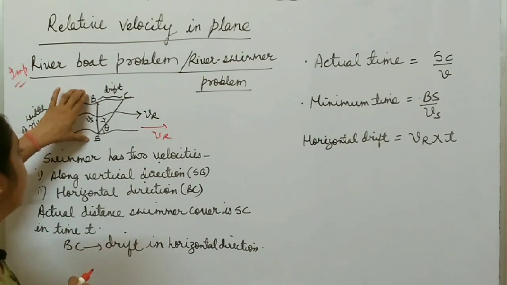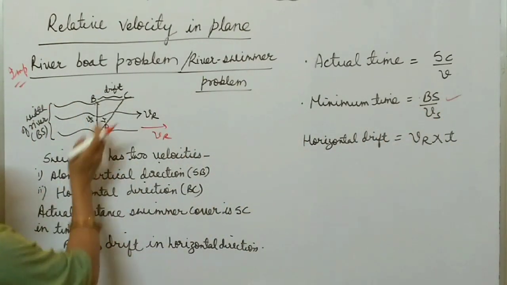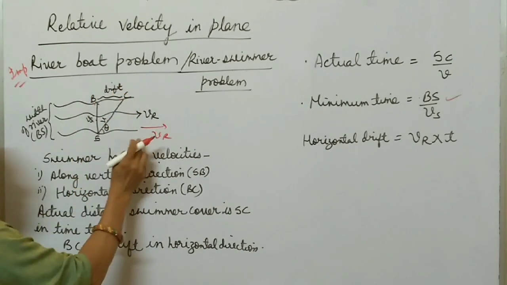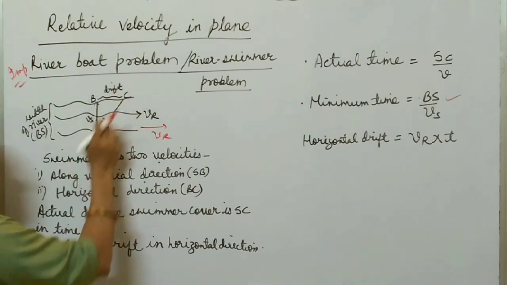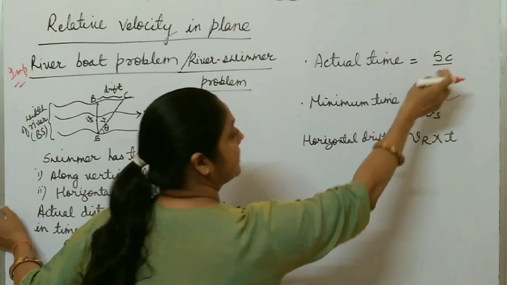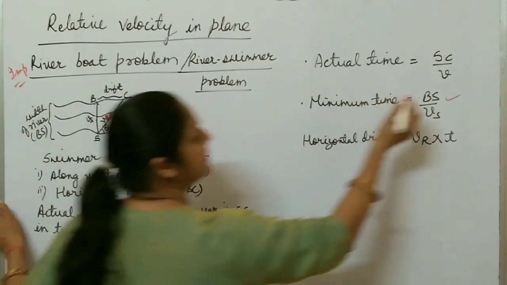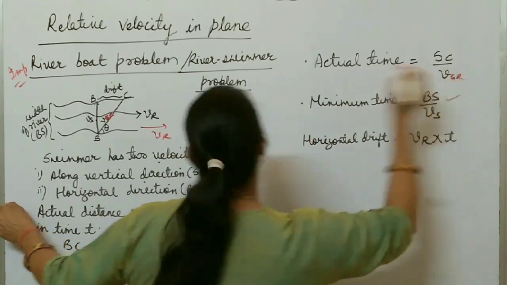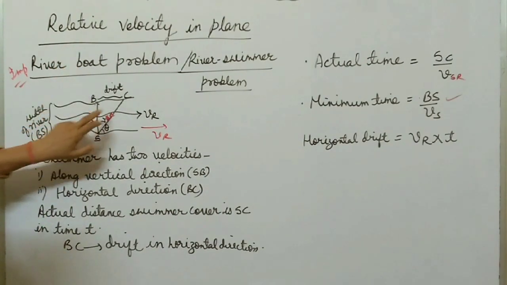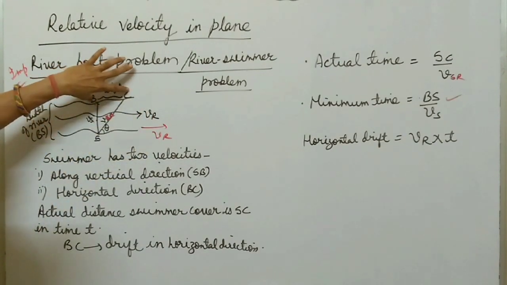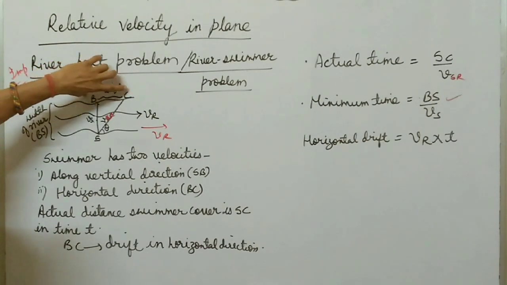So the minimum time to cover this distance, you can find by BS divided by the speed of the swimmer. But the swimmer moves along the SC direction due to the velocity of the river. So SC is the actual distance covered by the swimmer. So you can find the actual time by SC divided by the relative velocity of the swimmer with respect to the river. This V is the relative velocity of the swimmer with respect to the river. The swimmer has to cross the river from S to B, but reaches point C. So this is the horizontal drift covered by the swimmer, BC.